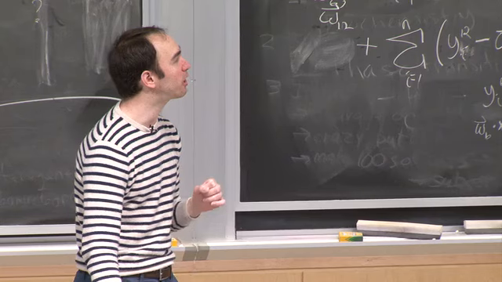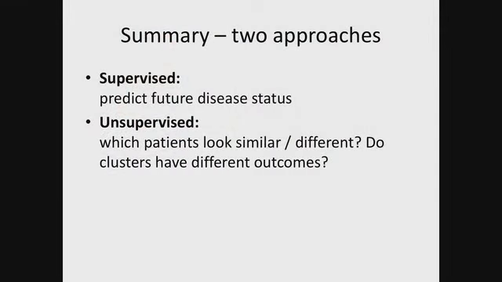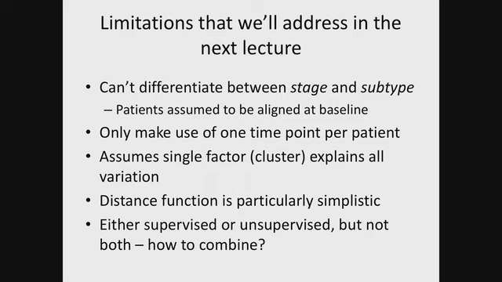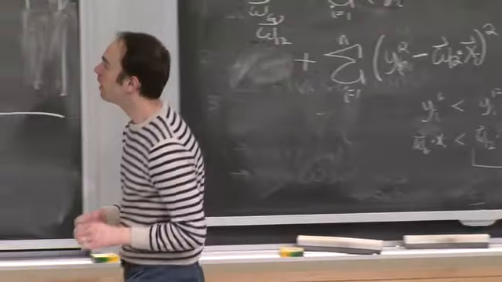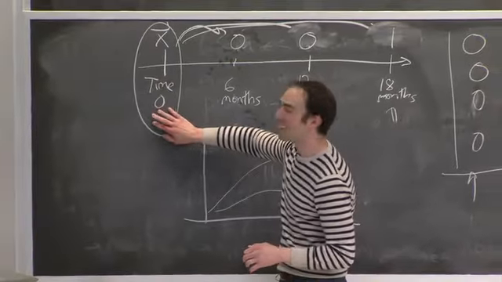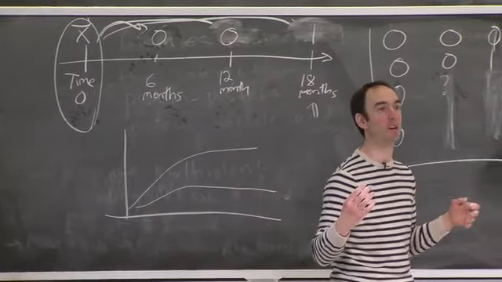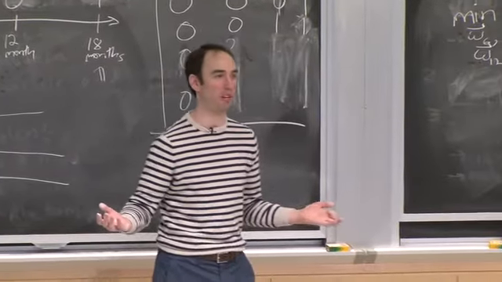So in summary, in today's lecture, I talked about 2 different approaches: a supervised approach for predicting future disease status, and an unsupervised approach. There were a few major limitations that I want to emphasize, that we'll return to in the next lecture and try to address. The first major limitation is that none of these approaches differentiated between disease stage and subtype. In both of the 2 approaches, we assumed that there was some amount of alignment of patients at baseline. For example, here, we assumed that the patients at time 0 were somewhat similar to one another. For example, they might have been newly diagnosed with Alzheimer's at that point in time.